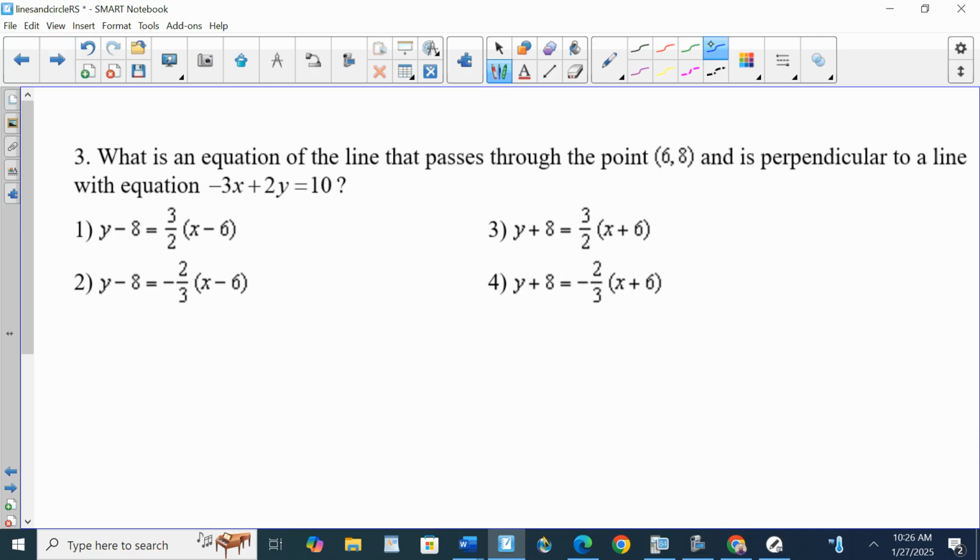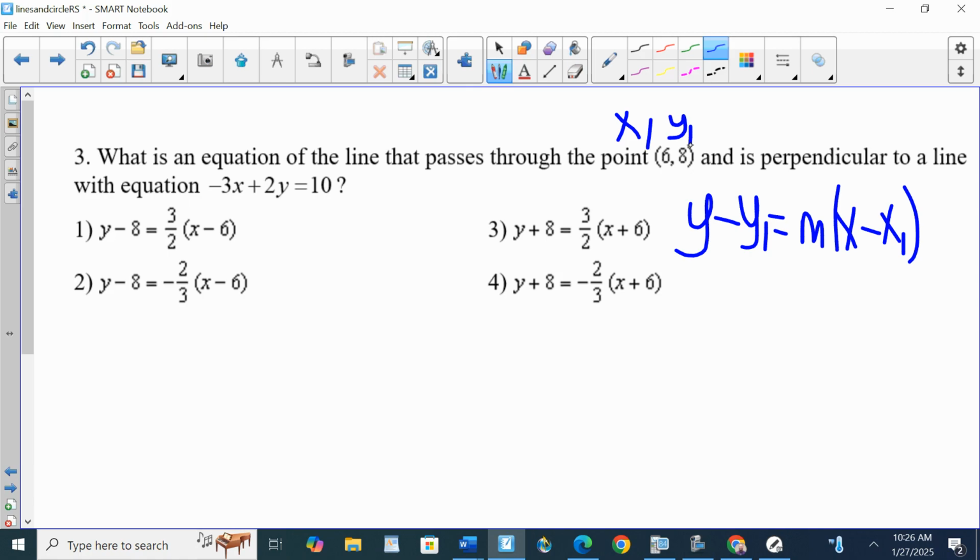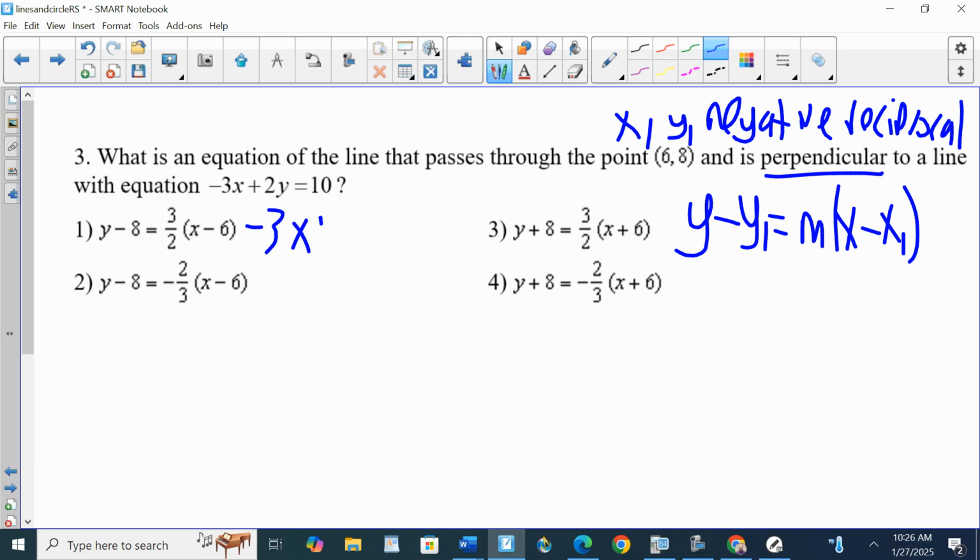Again, it wants the equation of a line, y minus y1 equals m times x minus x1. There's your x1, y1. Now it's perpendicular, so again, perpendicular lines have negative reciprocal slopes. But I don't know the slope because y is not by itself. So I have to get y by itself, which shouldn't be a big deal. Add 3x to both sides.